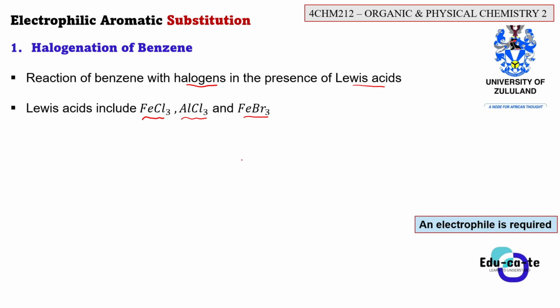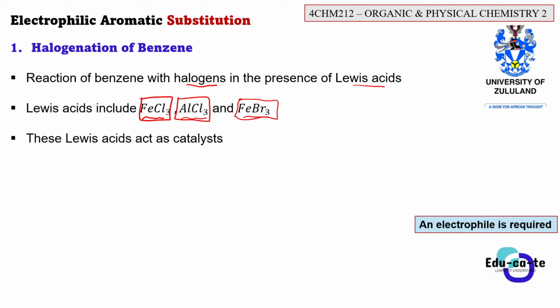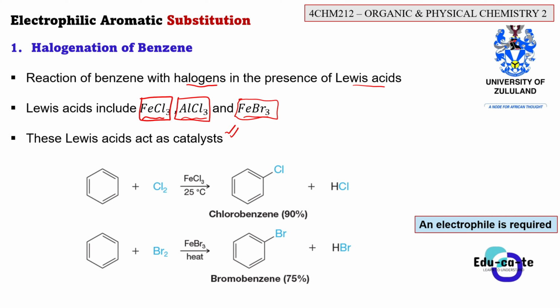All right, so these ones that have got chlorine inside, this is FeCl3, and this is aluminum chloride, right? So these two, you can see that they've got a chlorine inside. We usually use them when we are adding a chlorine to the benzene ring. And this one that has got bromine, we usually use it when we are adding a bromine to the benzene ring. So halogenation simply means that we are adding a halogen, and these Lewis acids, as I've already explained, are acting as catalysts. Let's just look at an example of how this looks.